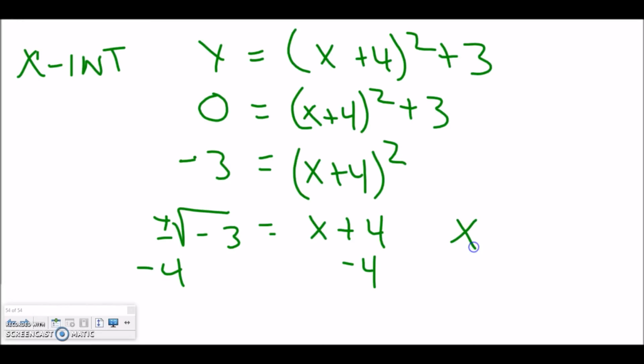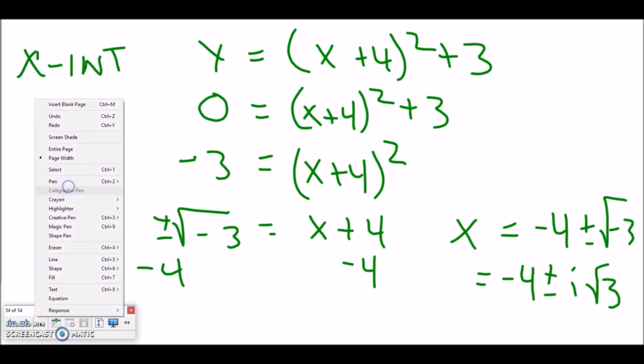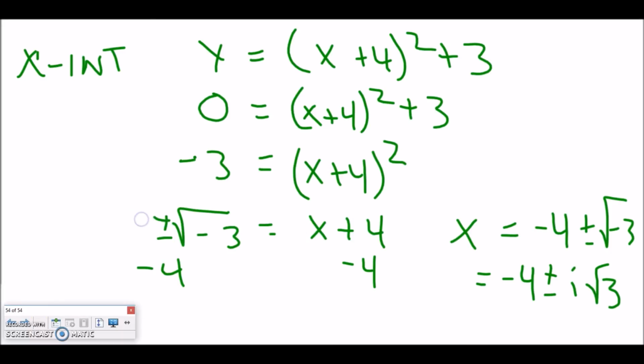So x equals -4 plus or minus the square root of -3, or -4 plus or minus i square root of 3. And that should make sense: two imaginary answers, because we have a negative discriminant and because our parabola never crossed the x-axis.